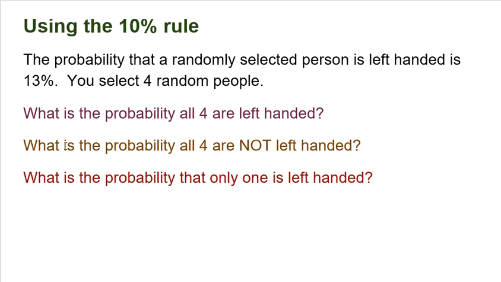So let's do a couple more problems here, kind of just making sure you believe me on this 10% rule. All right, the probability that a randomly selected person is left-handed is 13%. You select 4 people. Okay, here's the 10% rule. If you select 4 people, there's millions of people. Even if we just say from Ohio, there's millions of people in Ohio.